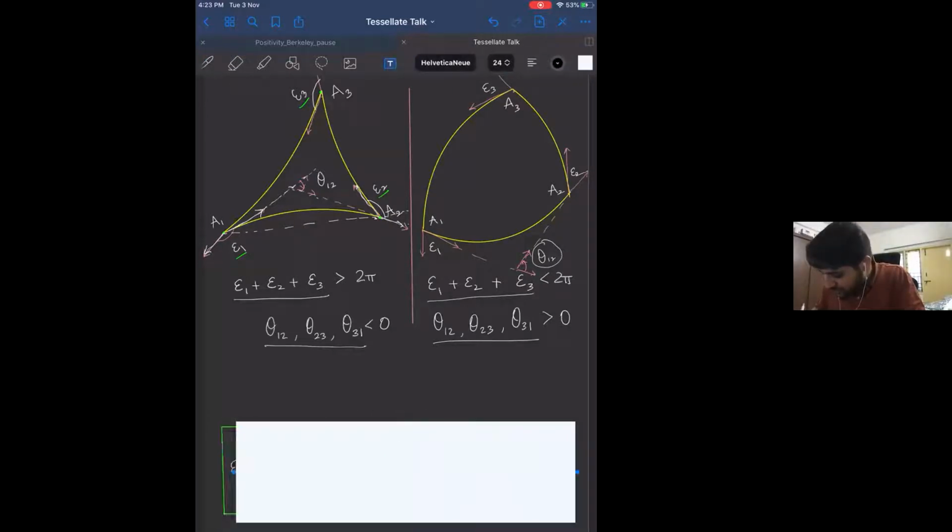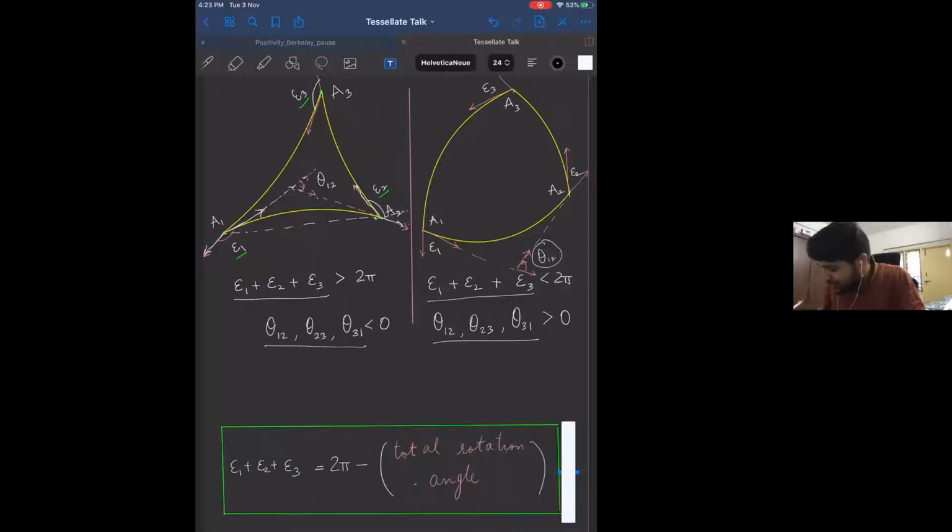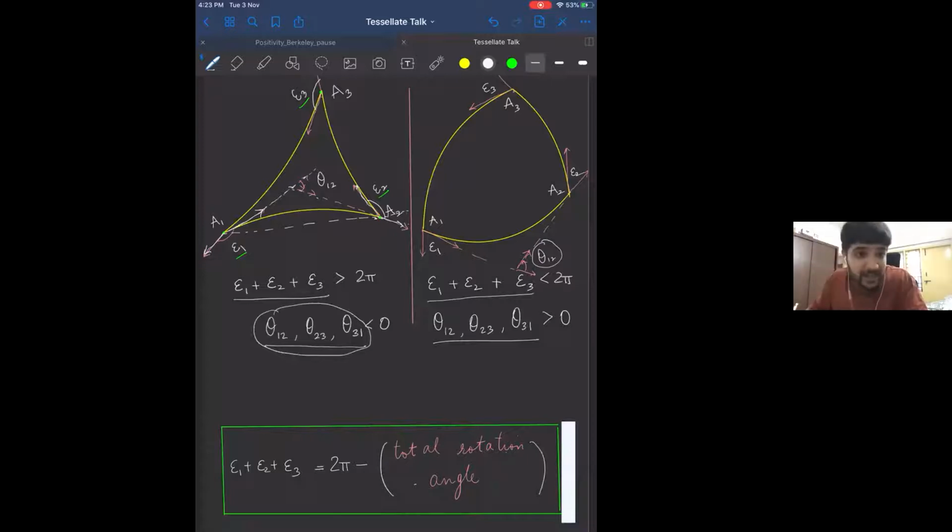All right, so now the sum angle property here takes the following form. If you add up all the external angles, then it turns out that it's 2 pi minus the total rotation angle. Oh, sorry, my convention has, right. So yeah, it's 2 pi minus the total rotation angle. So for the first case, all the rotation angles are basically negative. So if you add up the total rotation angle, that would be negative. You're subtracting something negative. So the external angles add up to be more than 2 pi. And the opposite happens for the fat triangle.